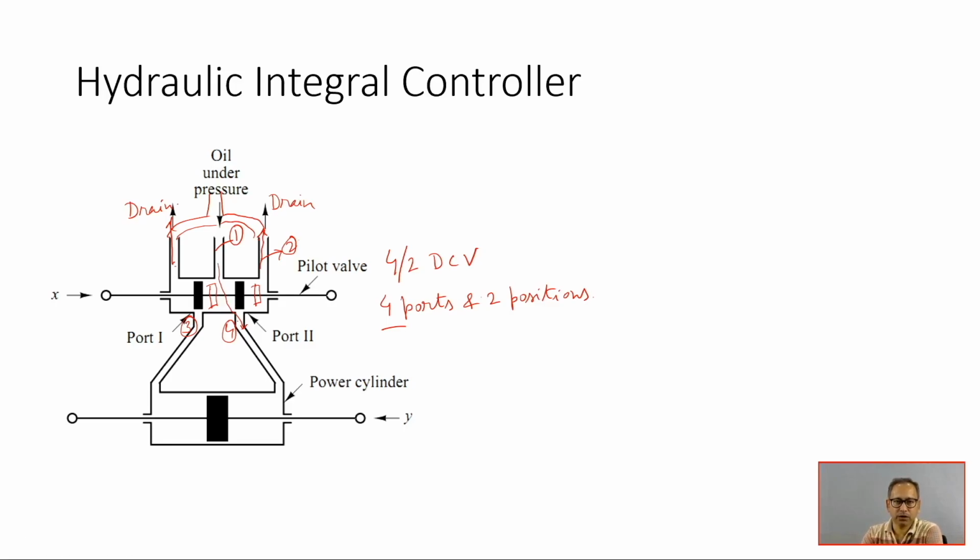So let me delete this path. So I hope you have understood 4 port and 2 position.